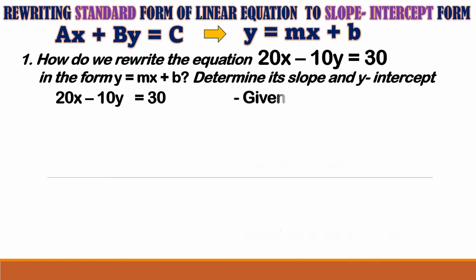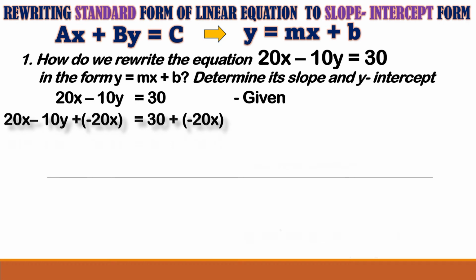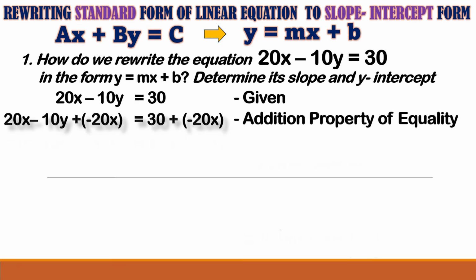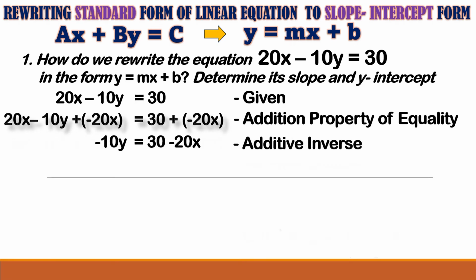First, we have the given equation 20x minus 10y equals 30. Next, we're going to isolate the variable y on the left side of the equation by applying the addition property of equality. Here, we're going to add negative 20x to both sides of the equation. And by applying the additive inverse, we have negative 10y equals 30 minus 20x.